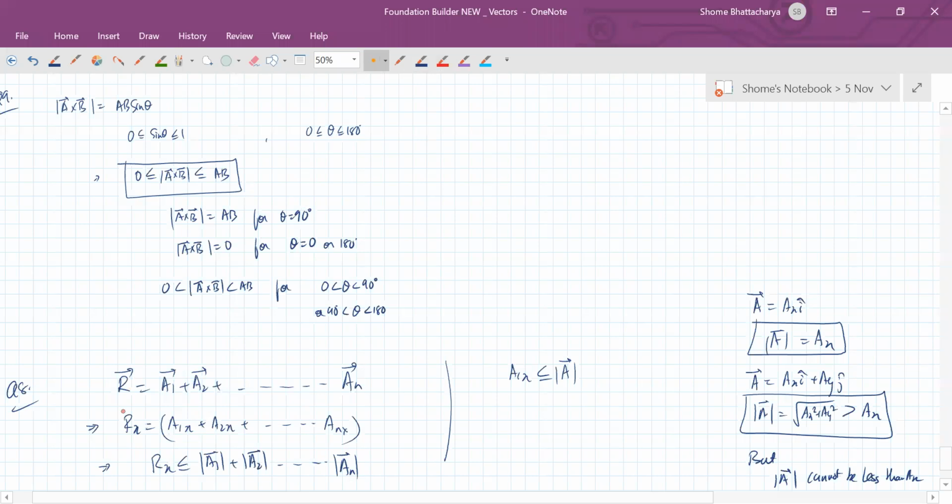Okay. So the x component of the resultant. So Rx here, what is it? It is that only. R is the resultant of n number of vectors. So Rx is the x component of the resultant R. So that is less than or equal to the sum of the magnitudes.